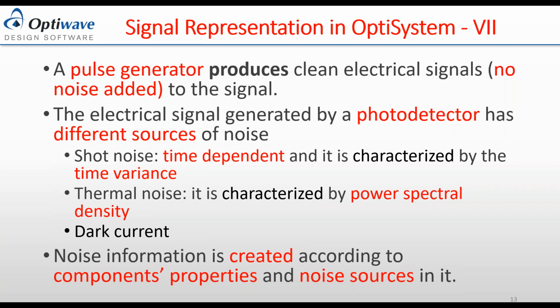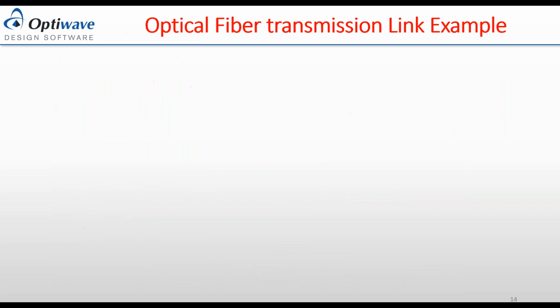For example, as we saw in the laser, there is a noise generated in the laser. We're going to talk about it later on. In the detector, there are noises, and there are other noises, for example, in the fiber when we transmit, and so on. So every component has its noise sources, and depending on the component, you have a different statistical representation of the noise.